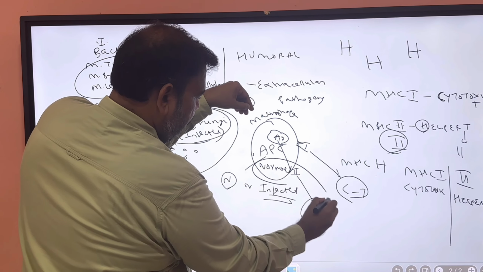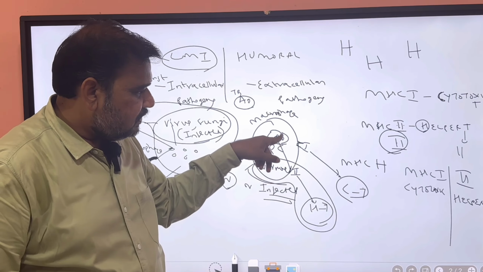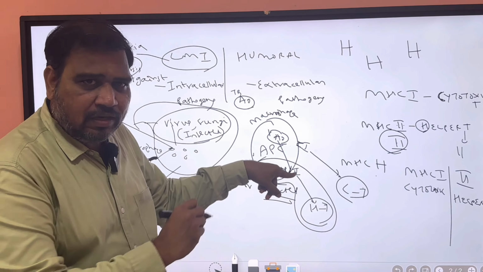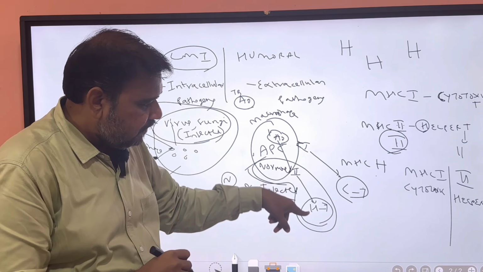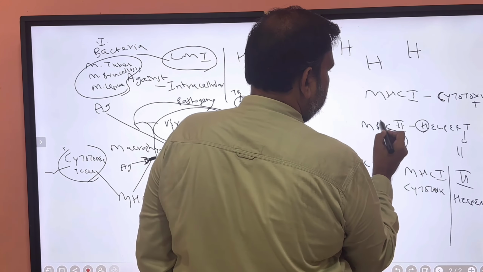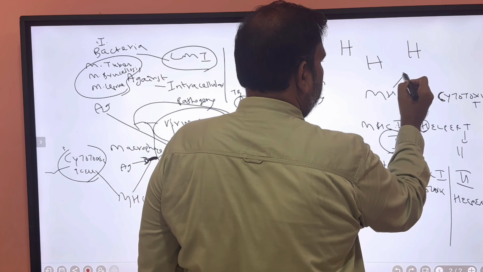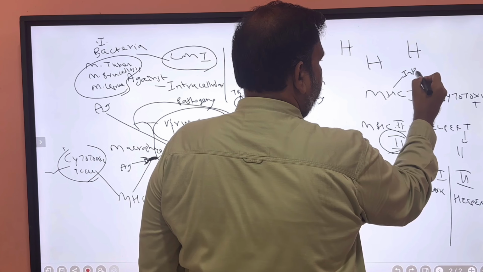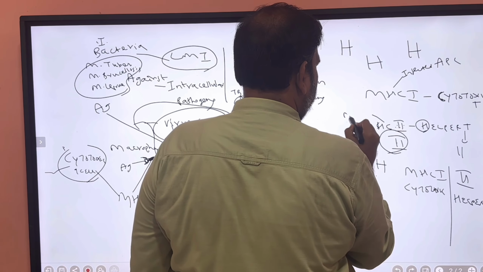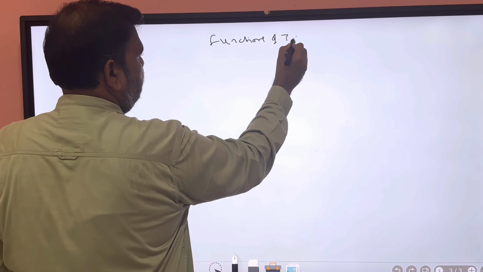So this will be taken by normal antigen presenting cell, which is containing the antigen, for example TB antigen. That antigen will be carried by MHC2 and given to helper T cell. Note it down. So this is like a cycle. MHC1, cytotoxic T cell; MHC2, helper T cell. MHC1 is usually infected antigen presenting cell, MHC2 is usually normal. So now I am going to the functions of T cell.